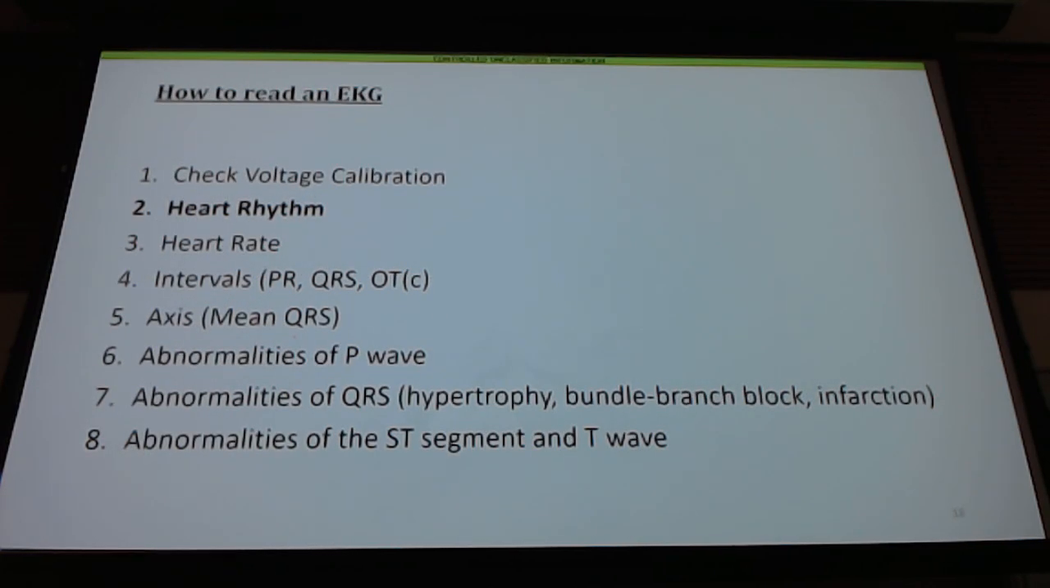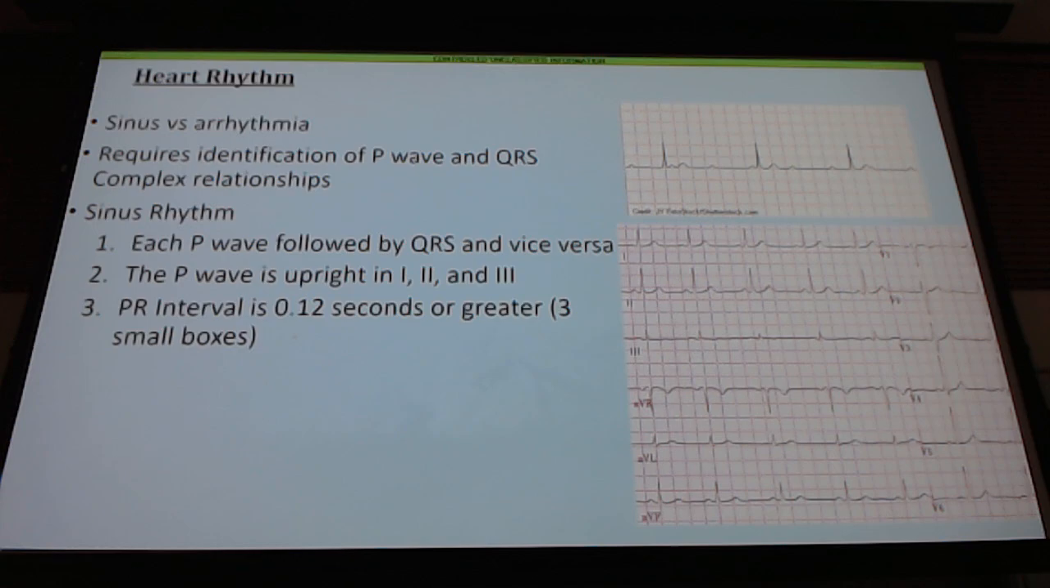So next, okay, rhythm. And what we're looking at is, are we in a sinus rhythm, or do we have an arrhythmia present there? And to be able to say that something is sinus, it requires 3 criteria to be met. You have to have a P wave followed by QRS, and vice versa. So you have to have 1 P for every QRS. You have to have P waves that are upright in 1, 2, and 3. So upright, upright, upright. And the PR interval is 0.12 seconds or greater. So it has to be at least 3 small boxes.